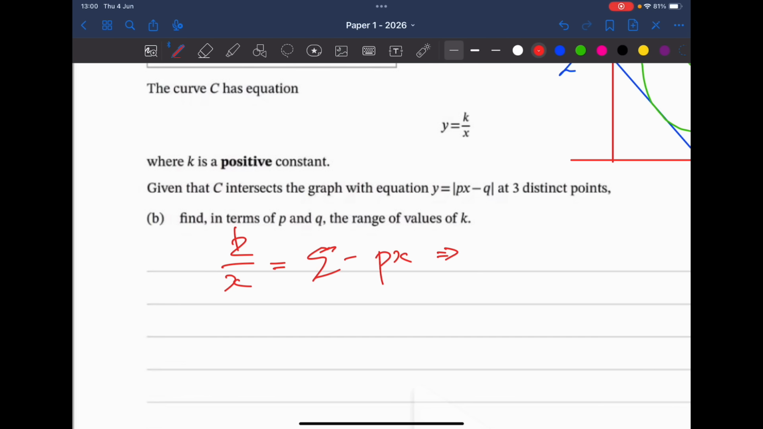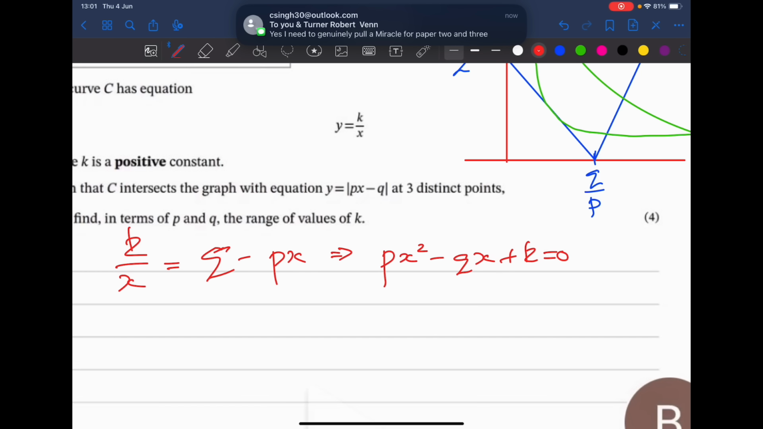If we times everything by x and add things over to the left-hand side, we get px squared minus qx plus k is equal to 0.